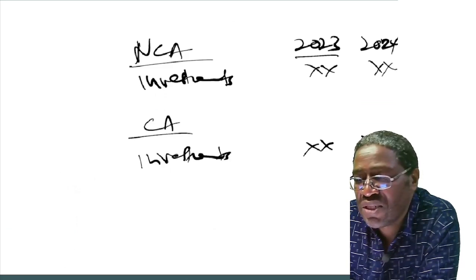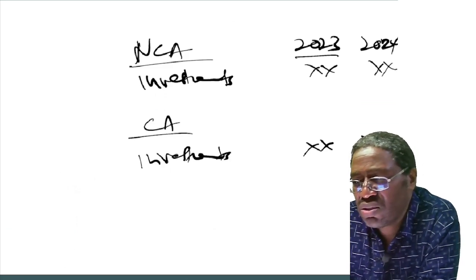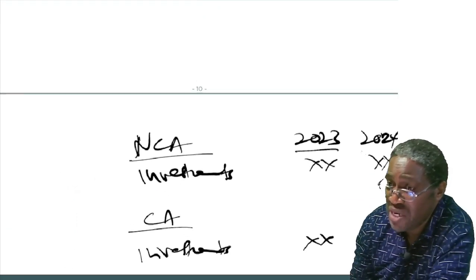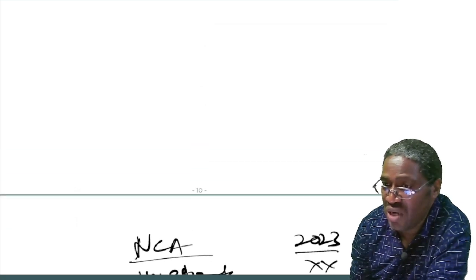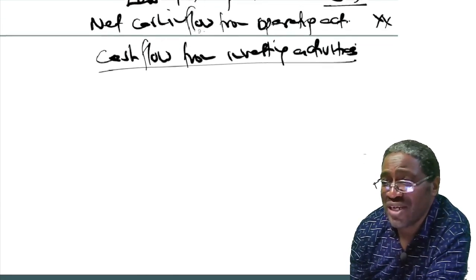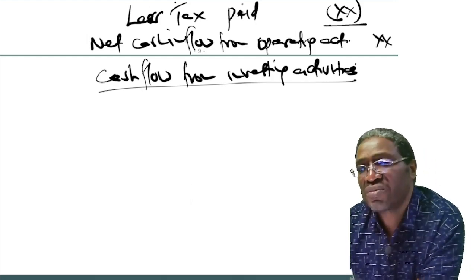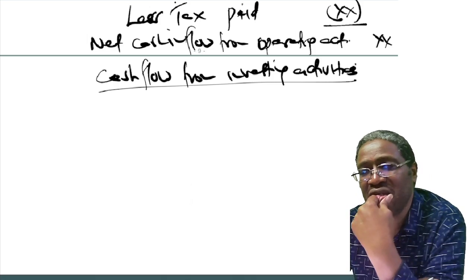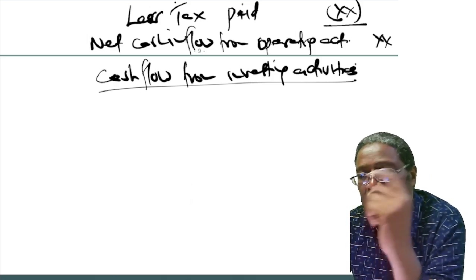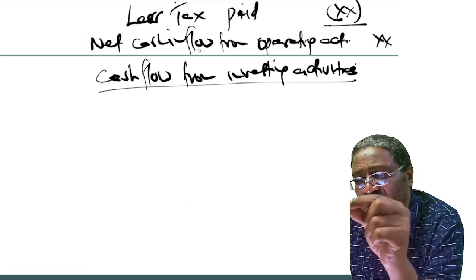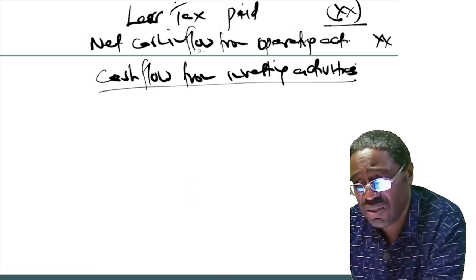Now, before I answer that question, Vincent, allow me to continue a little bit. Allow me to go to the second section first, and I'll talk about it slightly, then I'll answer you in the next 5 or 6 minutes from now. So we are going to the second category now, which is called cash flow from investing activities.